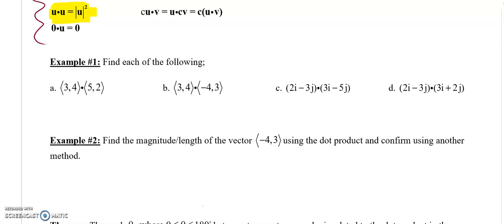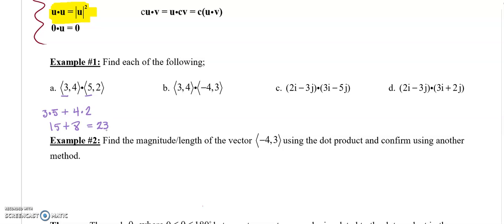Okay, we're going to work through this first example, and we're going to find each of the following. We're going to take the vector 3, 4 and multiply it by the vector 5, 2, using the dot product. It's pretty straightforward. I start with the two horizontal components from each vector and multiply them together, and then add that to the product of the two vertical components. So we have 15 plus 8, which is 23.